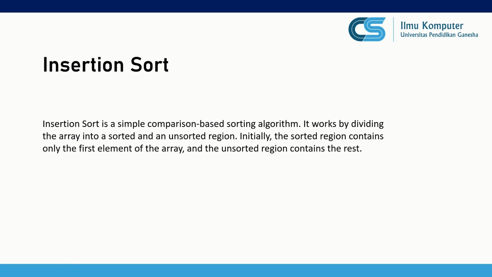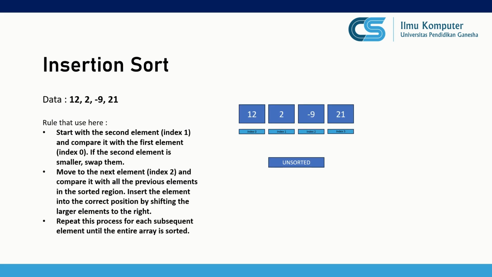Insertion sort is a simple comparison-based sorting algorithm. It works by dividing the array into sorted and unsorted regions. Initially, the sorted region contains only the first element of the array and the unsorted region contains the rest. The algorithm repeatedly takes an element from the unsorted region and inserts it into the correct position in the sorted region. Here is the example, where I have data of 12, 2, minus 9, and 21.